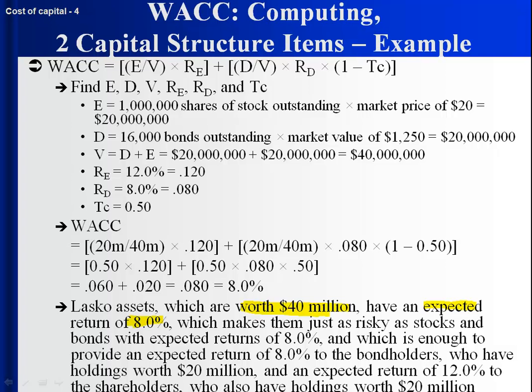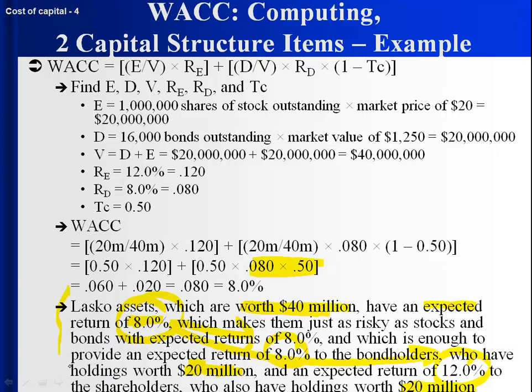And if those assets are expected to have a return of 8%, that's enough such that bondholders who own $20 million worth of holdings can expect a return of 8%. And shareholders who also have holdings of 20 million can expect a return of 12%. And again, the reason why an expected return of 8% can provide 8% to some and 12% to the other is the fact that the 8% to the bondholders doesn't actually cost them 8%. It actually costs them only 4%.